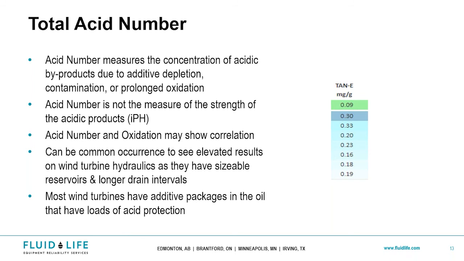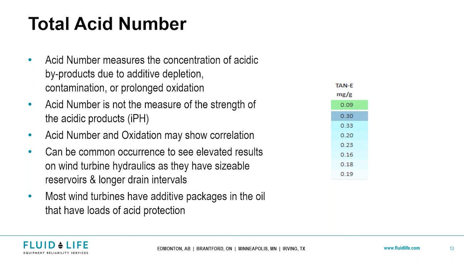Acid number and oxidation usually show some sense of correlation. So if we're looking at total acid number here, usually if you have elevated results here, you're going to see some elevated results in oxidation. Now, this isn't always the case, but it's fairly common. And it's pretty common to see this happen in wind turbine hydraulics, right? There's not a lot of disturbance in hydraulic systems and in the reservoir where you're testing from. They have long drain intervals, so you can see this stuff showing up. It also happens in gearboxes as well, but it definitely happens in hydraulics pretty quickly.